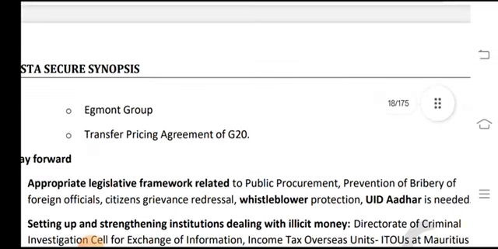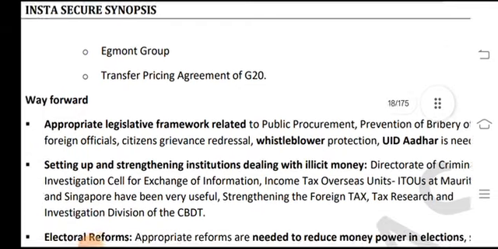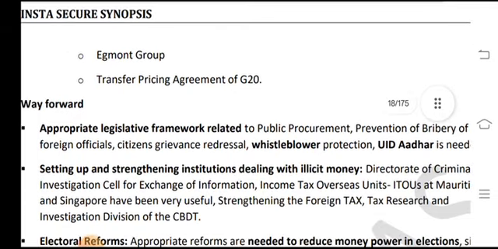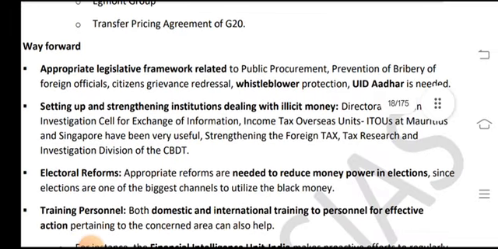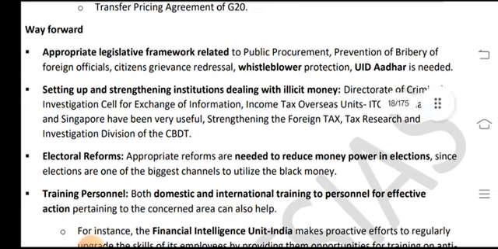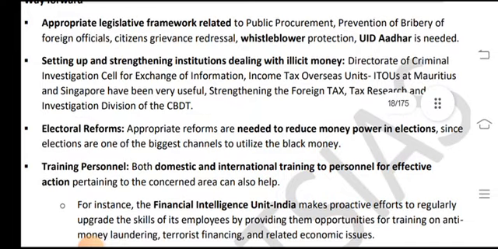The IGMOST group and the transfer pricing agreement of the G20. Way forward: appropriate legislative framework related to public procurement, the prevention of bribery of foreign officials, and citizens' grievance redressal and whistleblower protection.